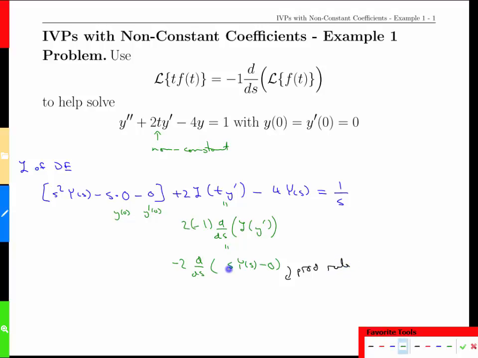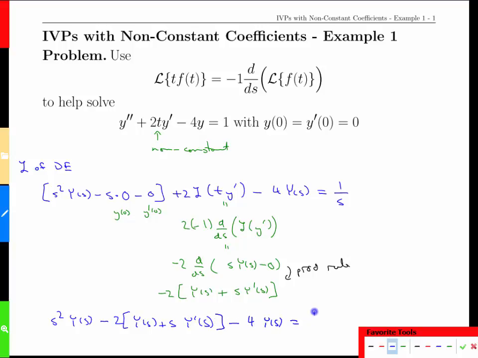We have two functions of s now, and we have s times Y(s), so we're going to use the product rule. And that's going to give us Y(s), the derivative of the first times the second, plus the first times the derivative of the second. And what that boils down to overall is s squared Y(s) minus 2 times Y(s) plus 2s Y'(s) minus 4 Y(s) equals 1 over s. So we've been able to handle that non-constant coefficient, and it gives us terms related to the unknown Y(s).